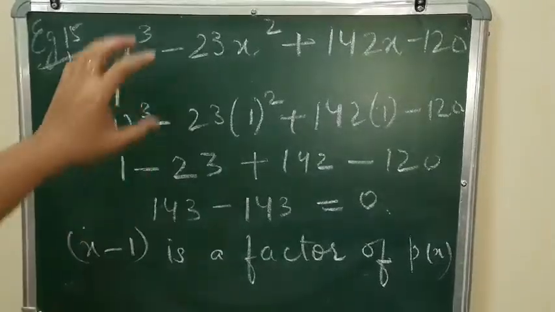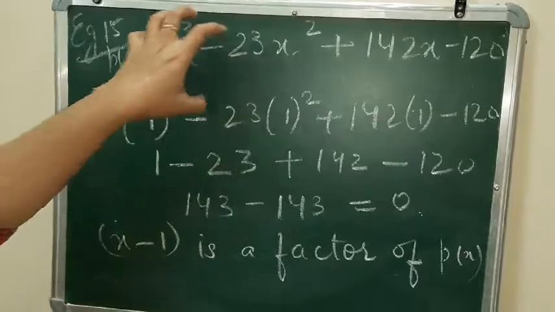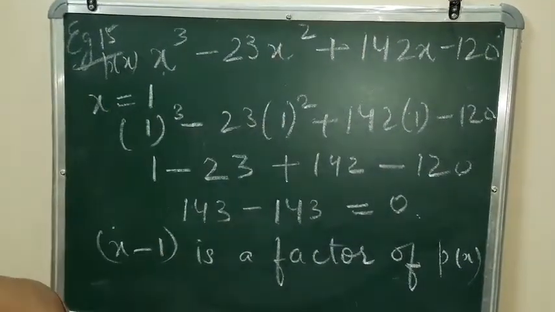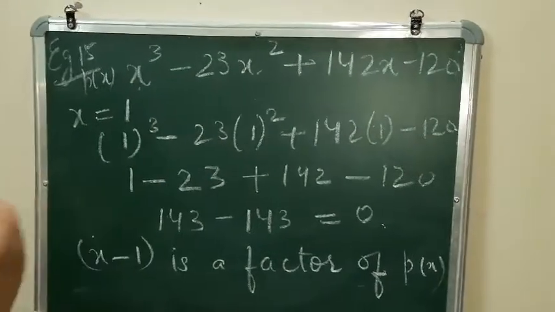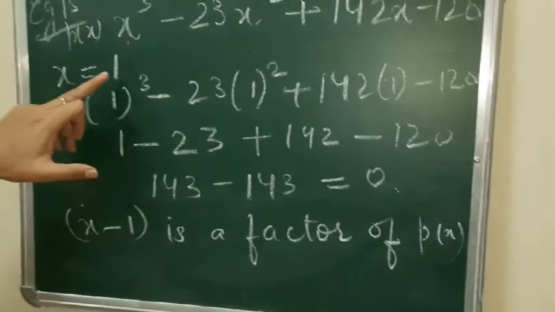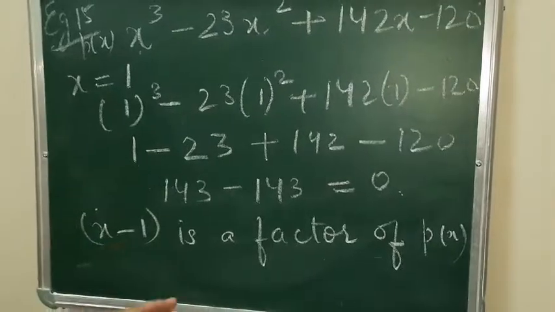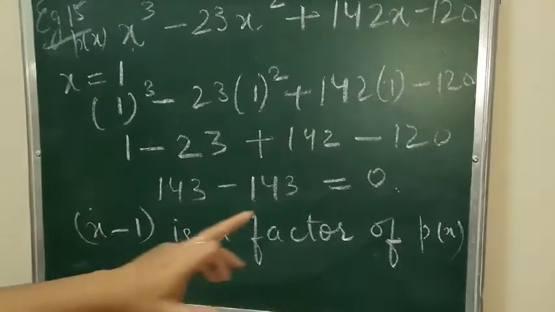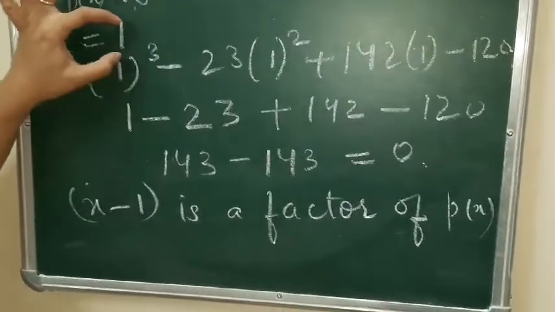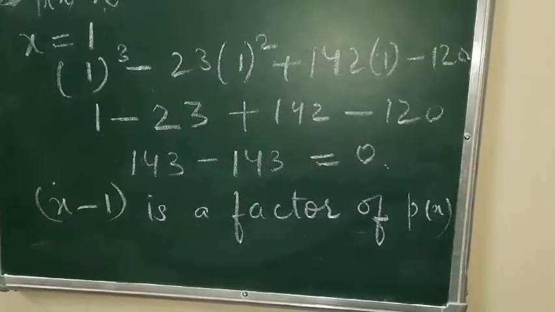I am repeating. If a cubic polynomial is given, the first thing is to try to take something common from the first two and the last two terms. If the terms inside the bracket remain the same, then you can easily do it. But if it doesn't happen, then start putting the values. Put the values from 1. I have put 1. If it doesn't satisfy, then put minus 1, then 2, then minus 2. Wherever you get the answer 0, that will be a root. Or if you take this 1 to this side, x minus 1 becomes a factor of p(x).